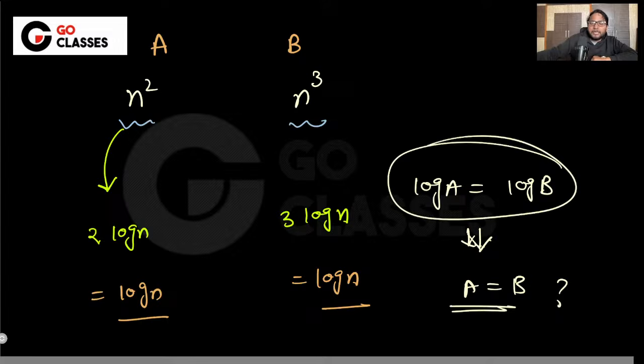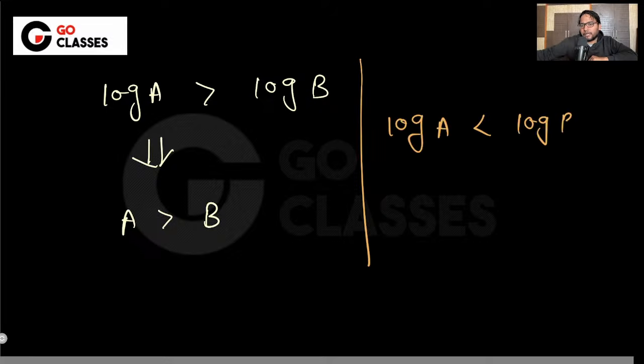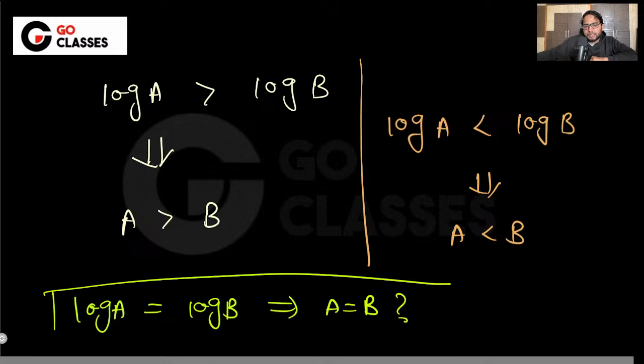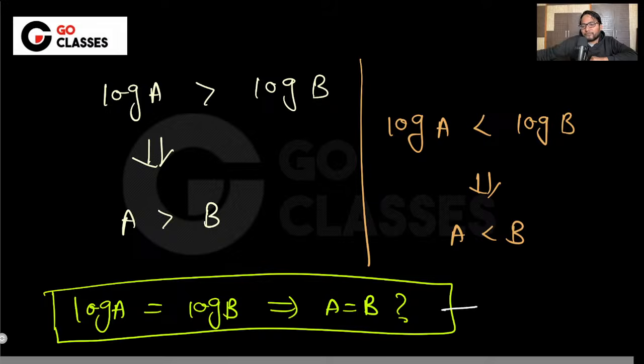So what I'm saying here is that if log a is greater than log b, what does this mean? It means that a is greater than b, right? Which means if let's suppose log a is lesser than log b, then what does this mean? A is lesser than b. But suppose by chance after taking the log, you got to know that both are equal. Log a is equal to log b. What does this mean? Can you say a is equal to b? Can you say this? Then answer is no. So here is a catch that after taking the log, if both are equal, then you can't say anything. Okay, you can't say anything.